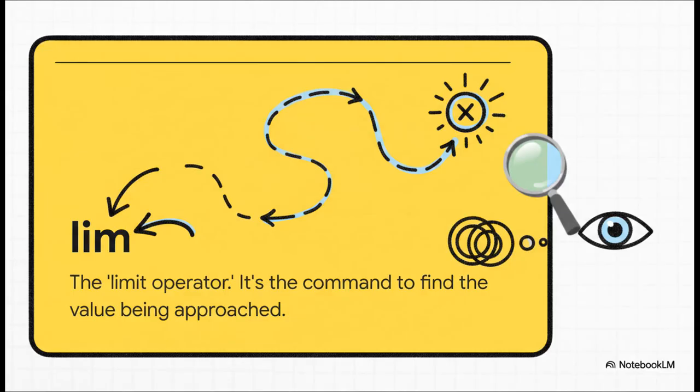First up, you see that lim. That's the limit operator. Think of it as the action word, the verb in our sentence. When you see this, it's giving you a command, an instruction. Hey you, find the destination value that this function is heading towards.